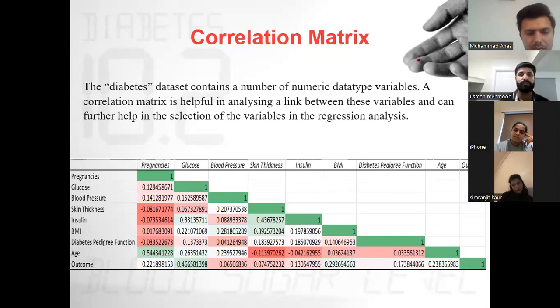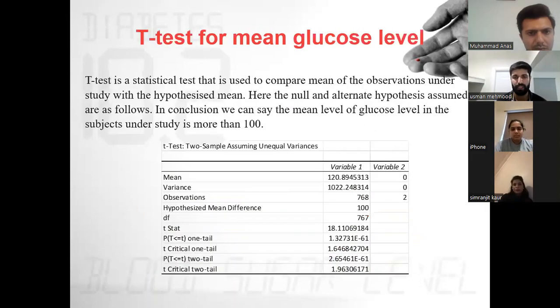So in this slide, I discussed the correlation matrix. The diabetes dataset contains a number of numeric data type variables. A correlation matrix is helpful in analyzing the link between these variables and can further help in the selection of the variables in the regression analysis. Next slide, please.